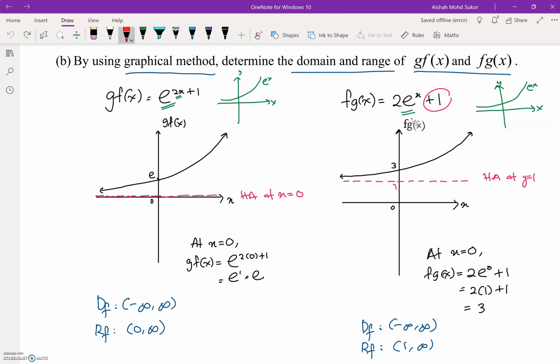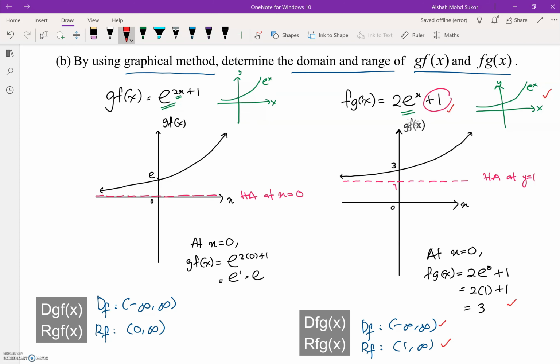For f(g(x)), we have 2e to the power of x plus 1. The basic shape of the graph is this one. So we know that our horizontal asymptote will be y equals positive 1. To find the intersection, substitute x equals 0. And we have the domain and range.